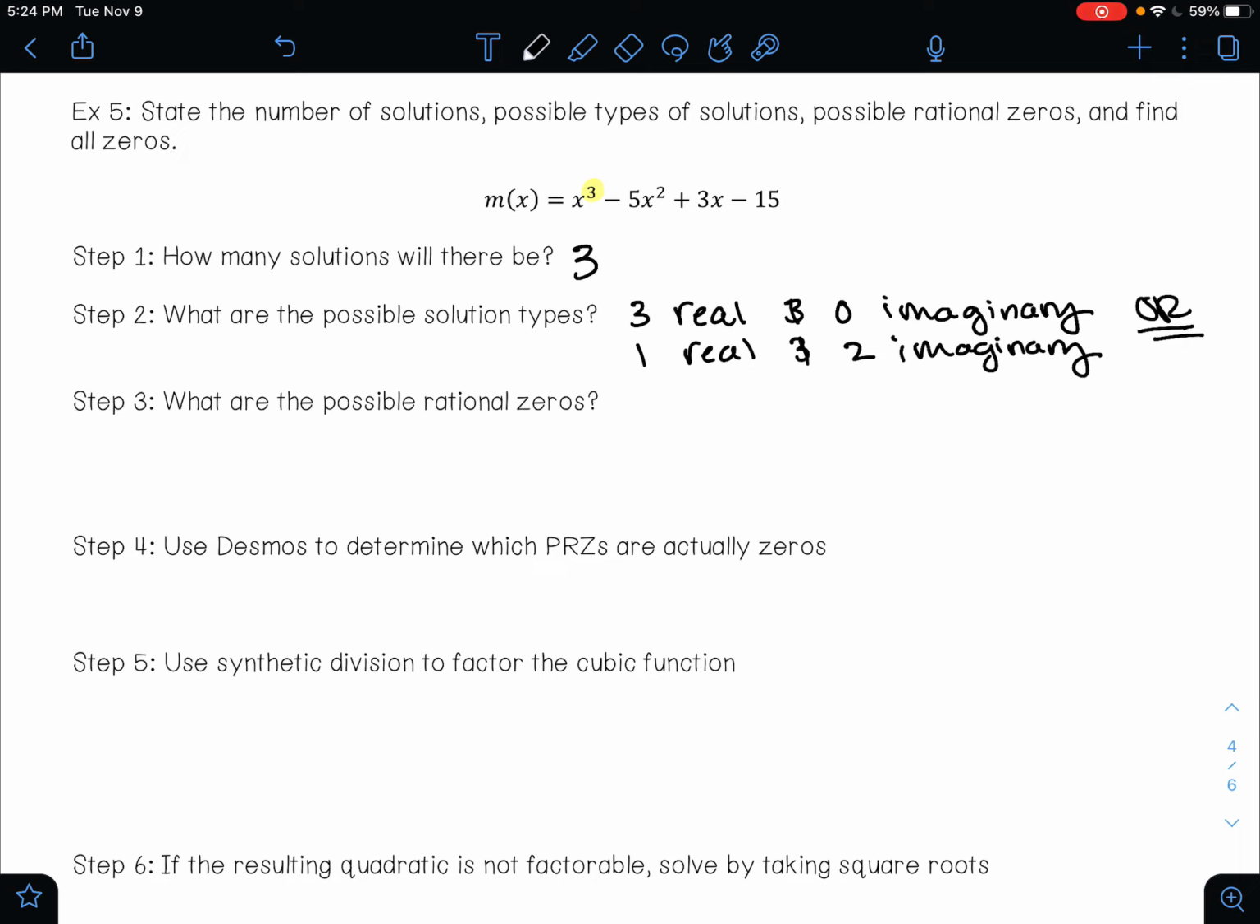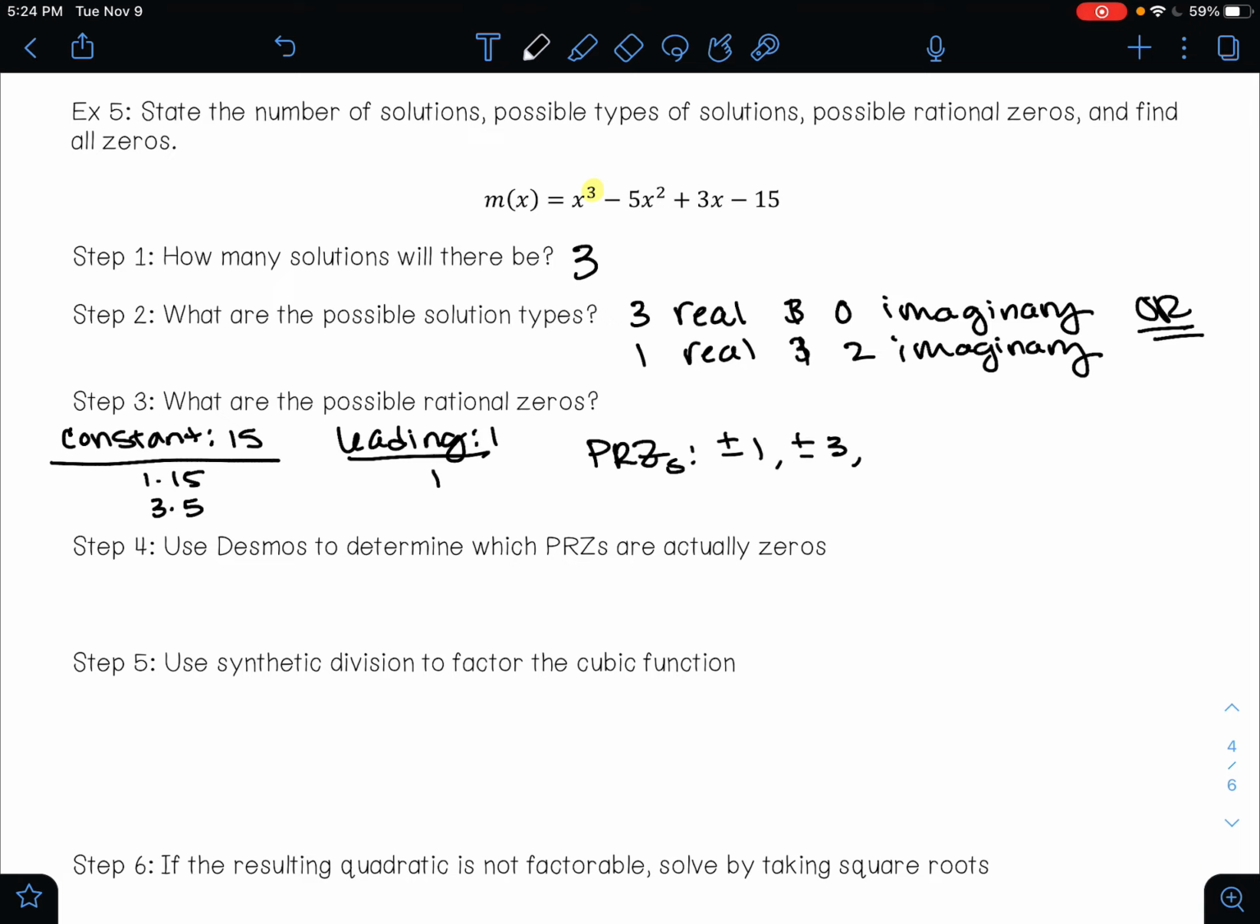What are our possible rational zeros? Well, that is constant divided by leading. Here my constant is 15. Factors of 15 are 1 and 15 and 3 and 5. My leading coefficient is 1. So my possible rational zeros are plus or minus 1, plus or minus 3, plus or minus 5, and plus or minus 15.